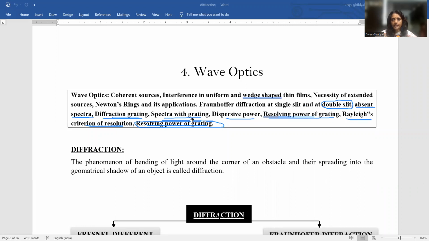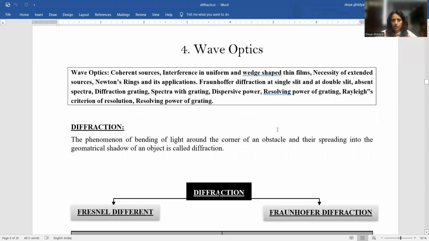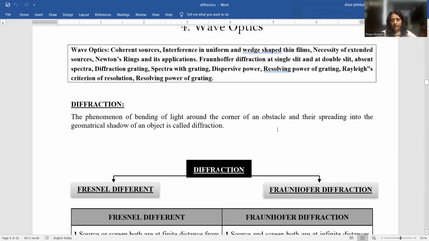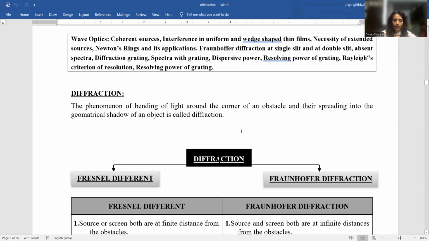Firstly, what is diffraction? The bending of light around apertures and obstacles is known as diffraction. There is a difference between diffraction of light and scattering of light. They both are not the same phenomena. Your AKTU syllabus expects you to know about diffraction. So the phenomena of bending of light around corners or obstacles and their spreading into the geometrical shadow of an object is known as diffraction.